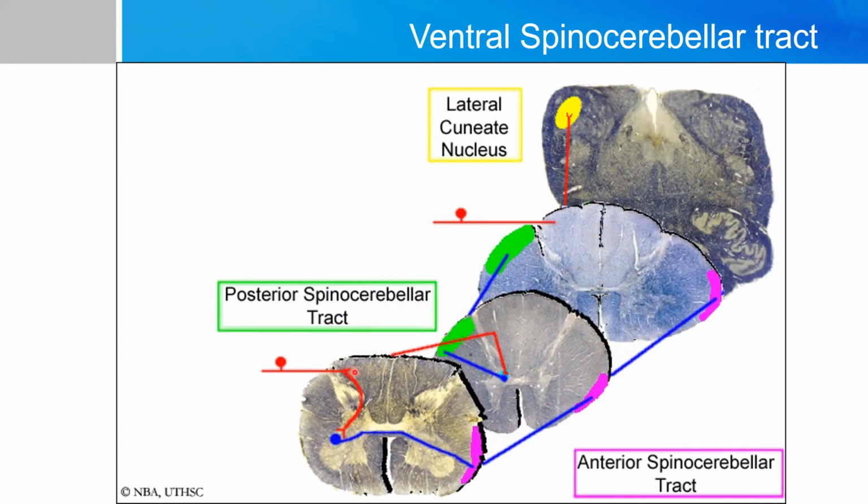And after it crosses the midline into the ventral spinocerebellar tracts, which is also known as the anterior spinocerebellar tracts, it then ascends on the contralateral side and eventually will end up in the superior cerebellar peduncle and go into the cerebellum. And it then crosses again in the cerebellum, so it becomes a double-crossed system.